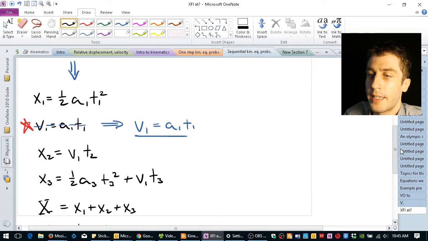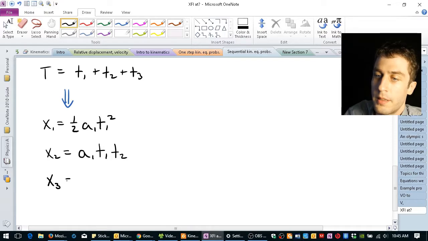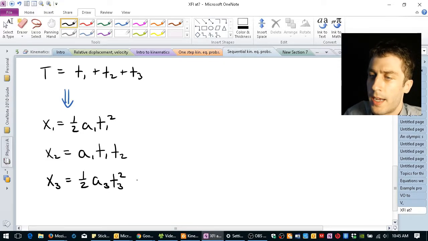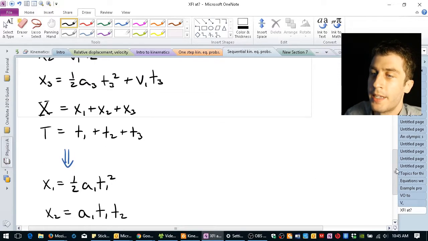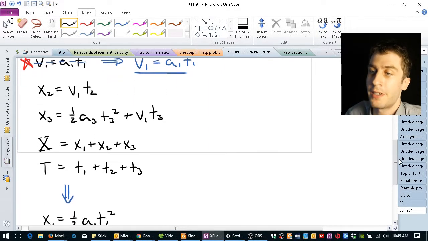Our next equation is x3 is equal to 1/2 a3 t3 squared plus v1 t3. v1 is equal to a1 t1, so that's going to be a1 t1 t3.